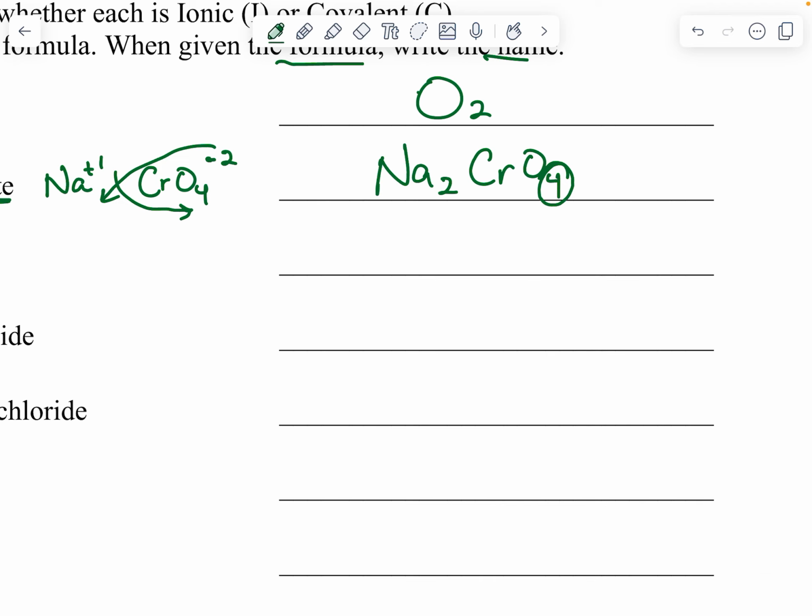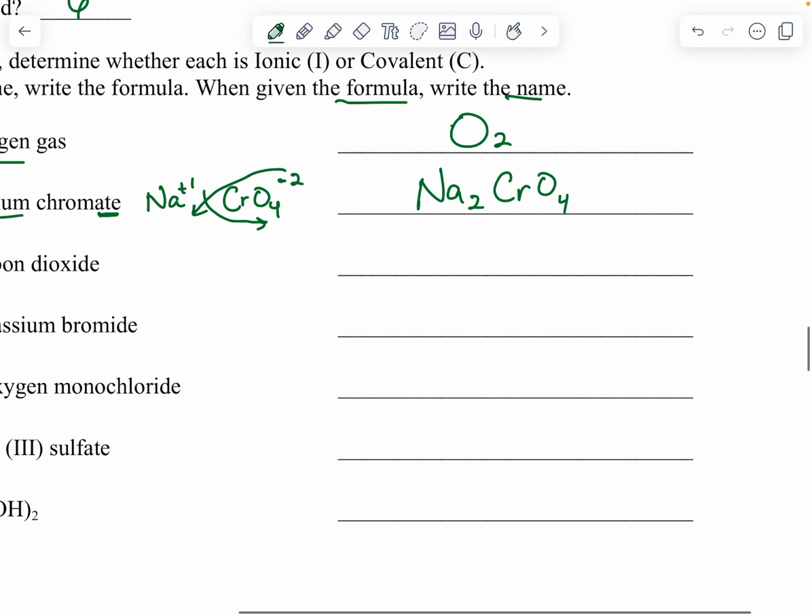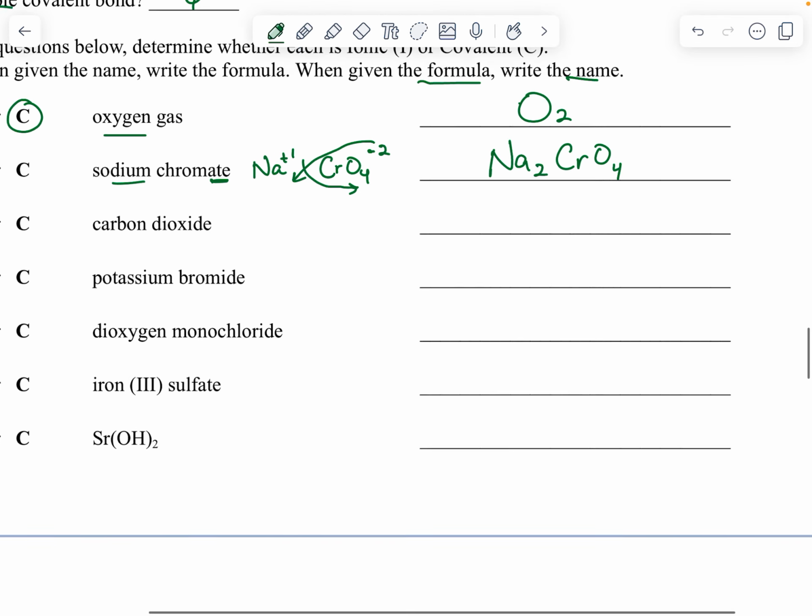That's what makes it chromate. So we can't just say, oh, I only need 1, get rid of that. That's not how that works. This has to stick together, right? And we'll see what happens when we need more than 1 of them a little bit later on.